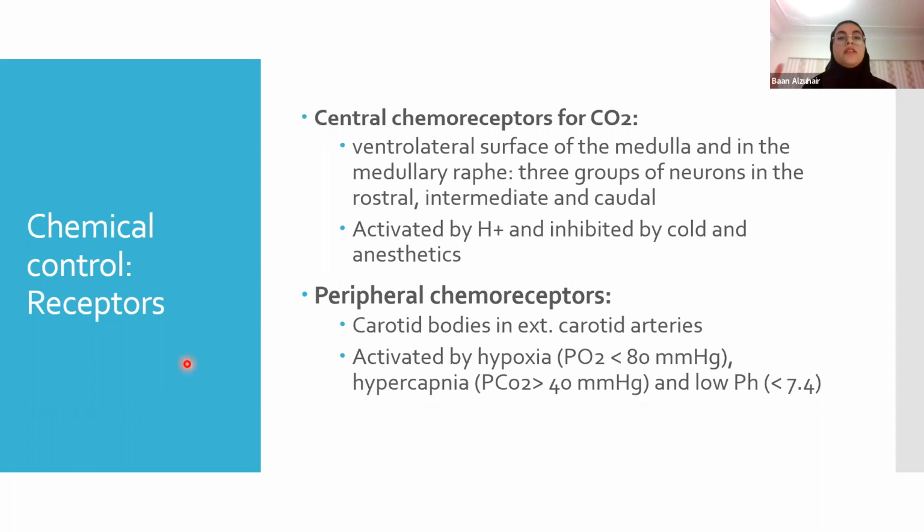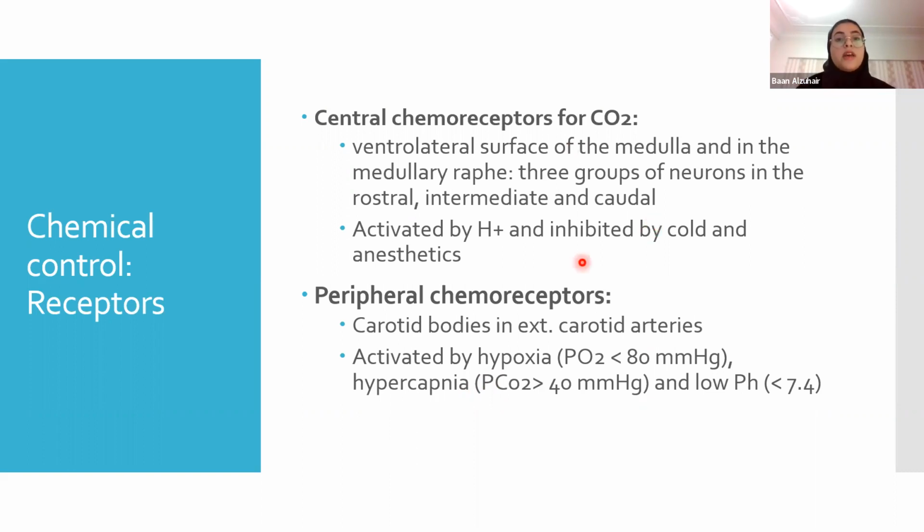The central are found in the brain, the brainstem, and spinal cord. The peripheral chemoreceptors are found everywhere else in your body, okay? So the central chemoreceptors are activated by hydrogen and inhibited by cold and anesthetics, okay? They're found in the ventrolateral surface of the medulla and the medullary raphe. Remember the medulla in that picture I showed you? It's the lowermost part of the brainstem.